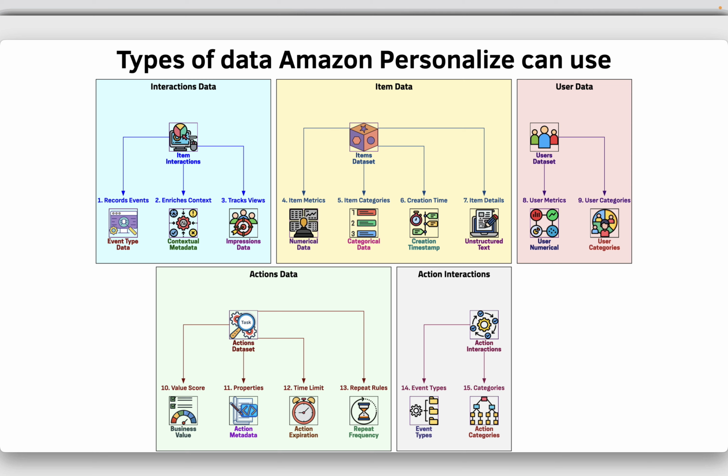Now, the types of data that Amazon Personalize can use. There are 5 types, which I'll be covering in detail over the next few slides. These are interactions, items, users, actions, and action interactions.